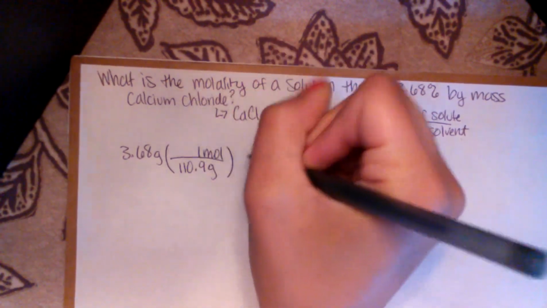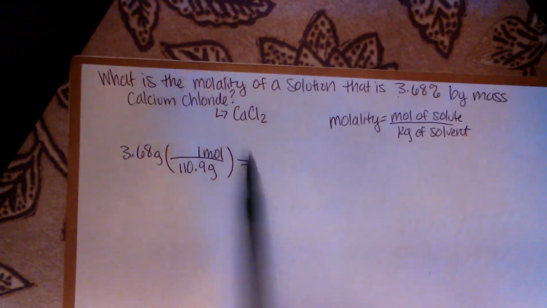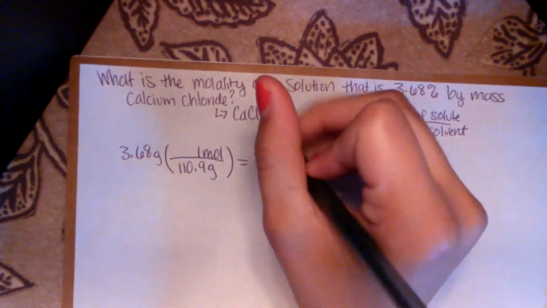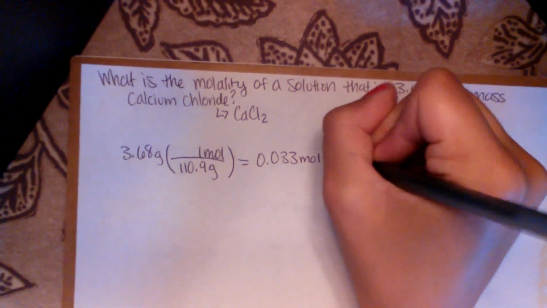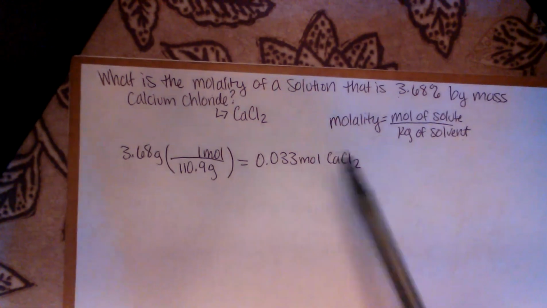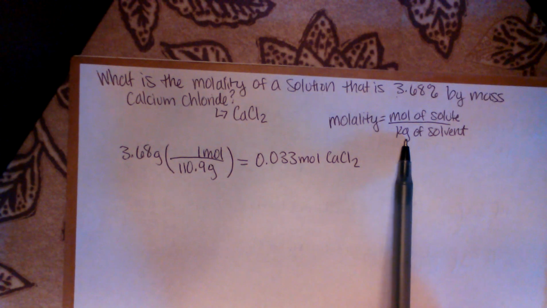110.9, and then you solve by multiplying these values, or essentially 3.68 divided by 110.9, you are going to get a value of 0.033 moles of CaCl2, or calcium chloride. So this value will then be plugged in here. So now we need to figure out the kilograms of solvent.